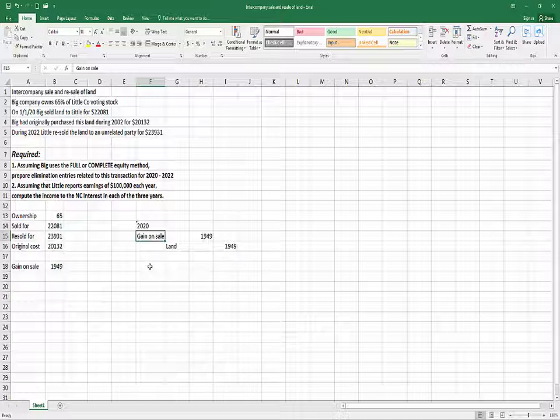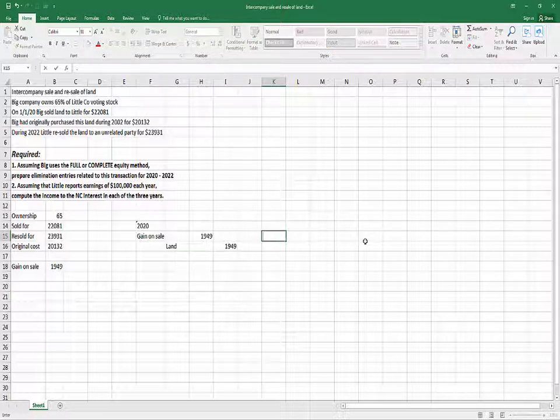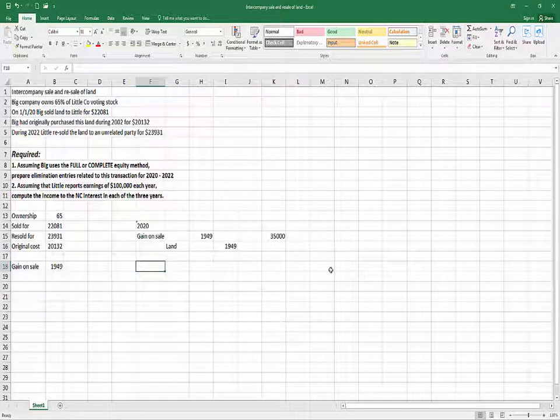The income to the non-controlling interest: this was a downstream transaction. That means that the non-controlling interest is not affected by this. Income of the non-controlling interest is going to be their share, 35%, of the reported earnings of $100,000 each year, year in and year out.